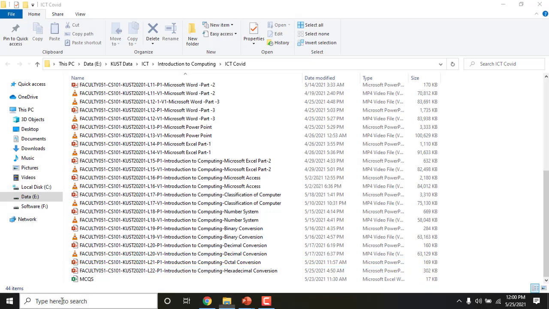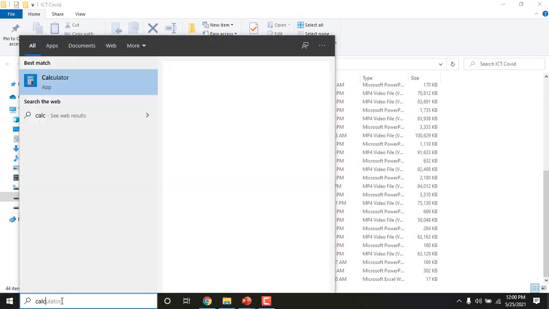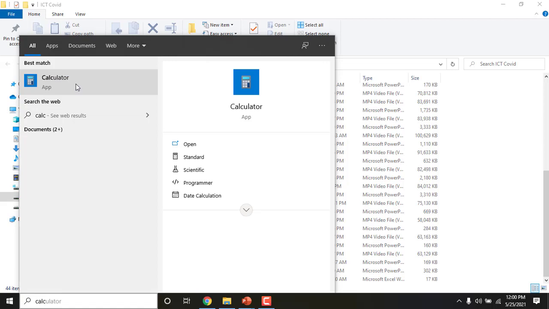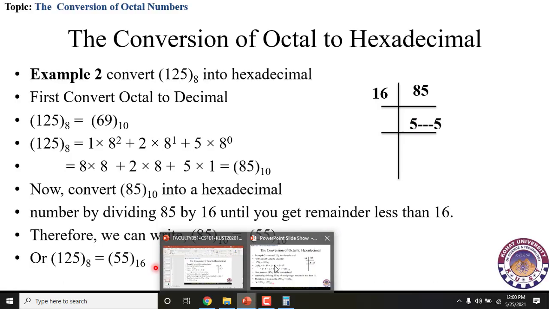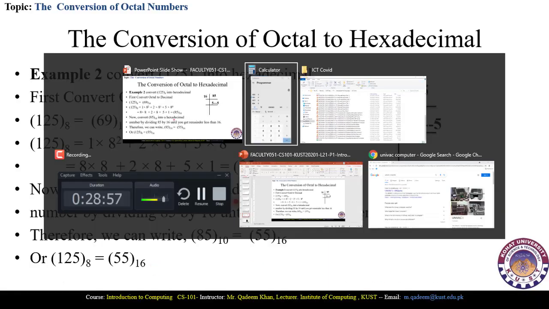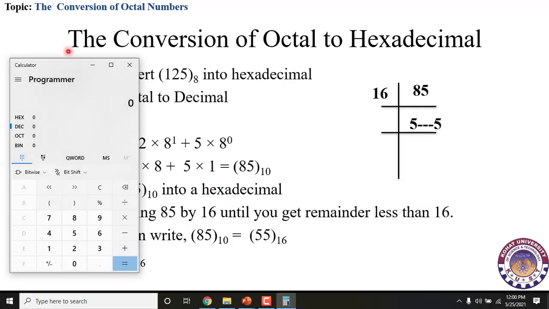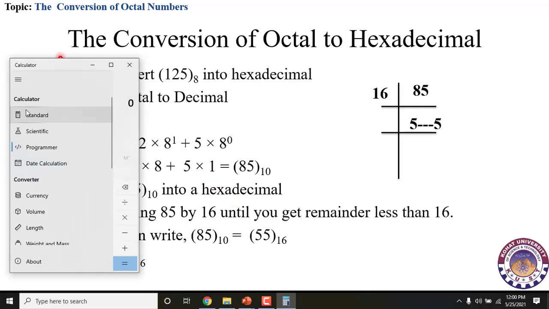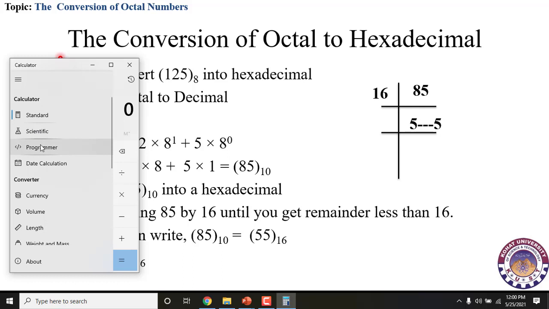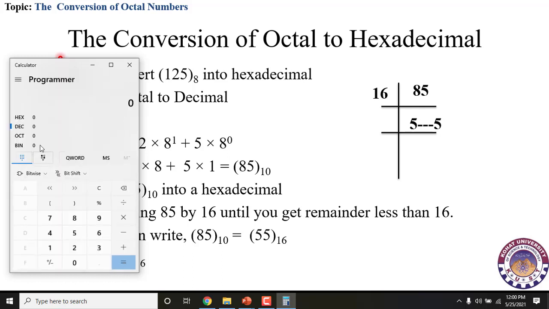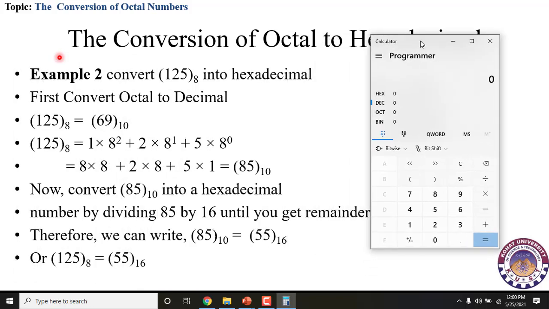Now dear students, you can also perform the cross-checking of all this conversion. For this purpose, I want to open the calculator of the Windows. So just launch the calculator of your Windows. So here is the calculator that I have launched. If you have the standard window of your calculator, click here and go to the programmer mode. When you click on the programmer menu, this will be the programmer menu here.